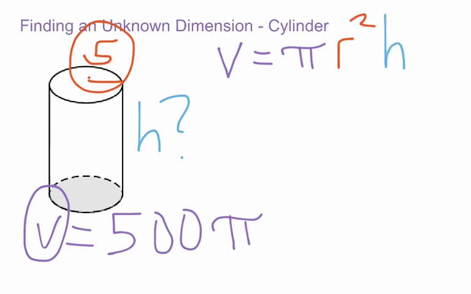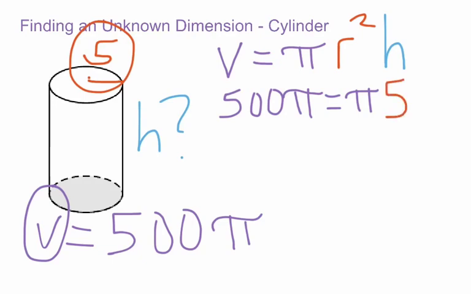Well, I know two pieces of information already. So I'm going to substitute what I know into this formula and then solve the equation from there. So for example, I know my V is 500 pi, and I know my R is 5, so I'll plug that in for the R. And then of course my height is what I don't know.